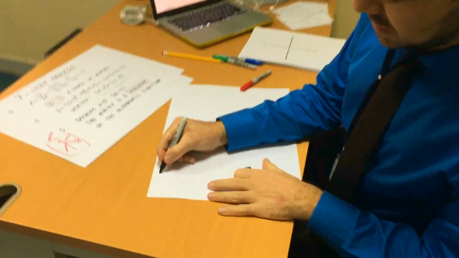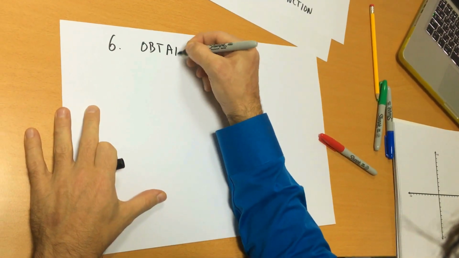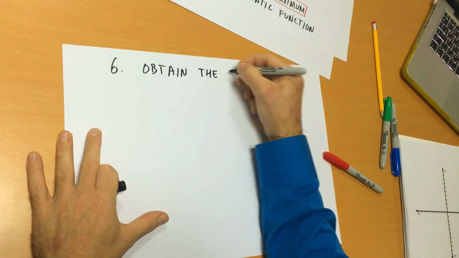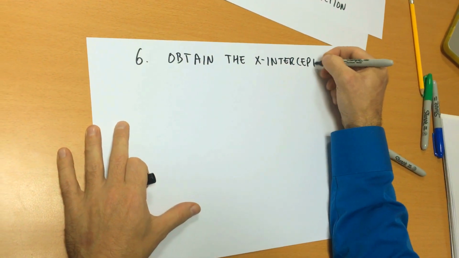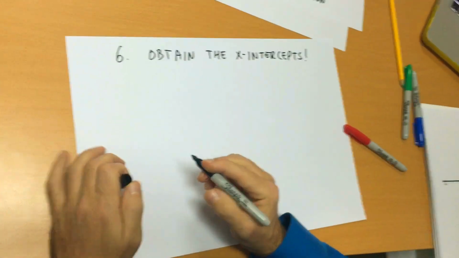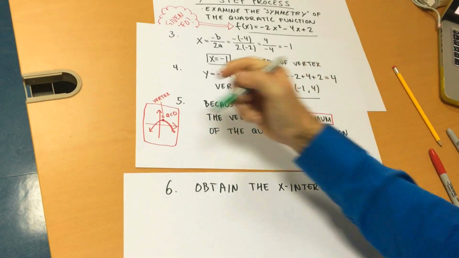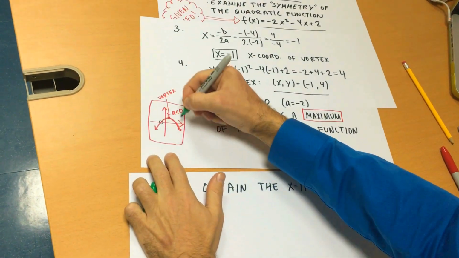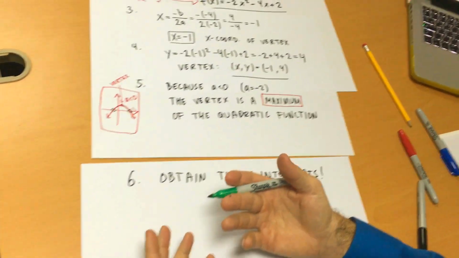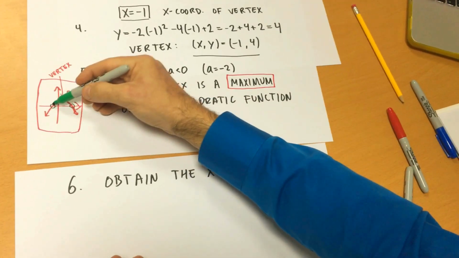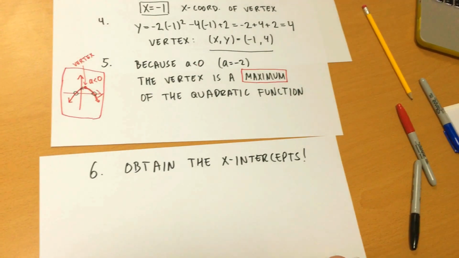Step number 6 is to obtain the x-intercepts. So the x-intercepts, if we go back to our little sketch here, would be the points where the graph cuts the x-axis. It's just to have a feeling for the word x-intercept. It intercepts the x-axis, just as the y-intercept intercepted the y-axis.